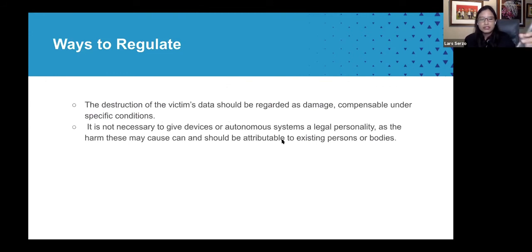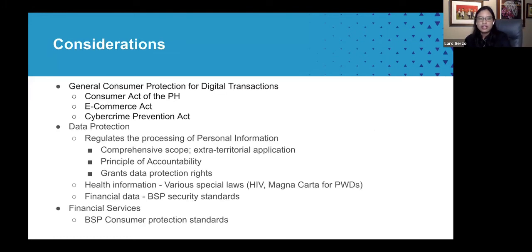So some other proposals from the EU. The destruction of the victim's data should be regarded as compensable damage. And then lastly, in response to the proposals that AI should be viewed as an autonomous system, it says that it's not necessary to do that, as the harms that these technologies may cause can and should be attributable to existing persons or bodies, which ultimately would be the programmers and the owners of those development companies. And just to bring it back home, when looking at or developing AI tools, it should be noted that these existing regulations would still apply.